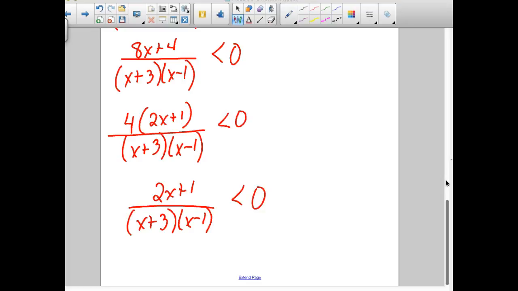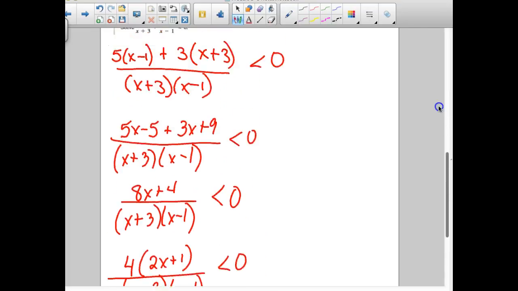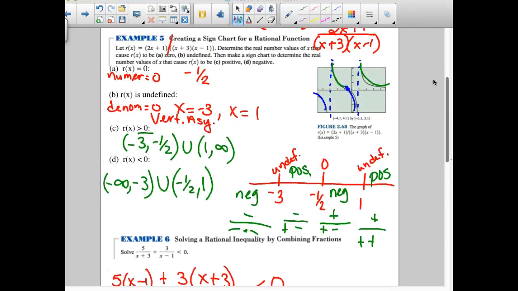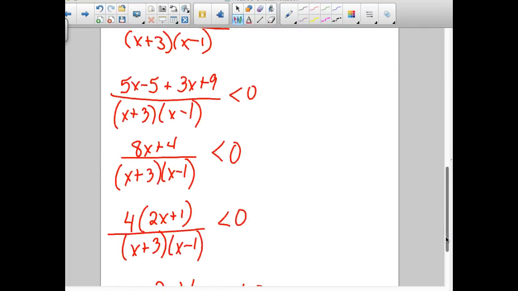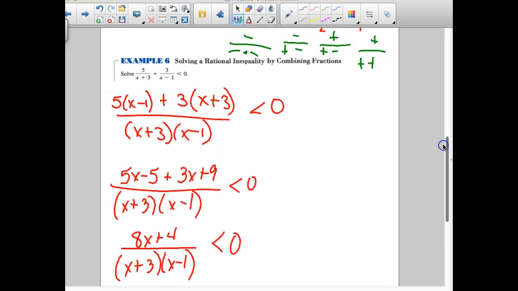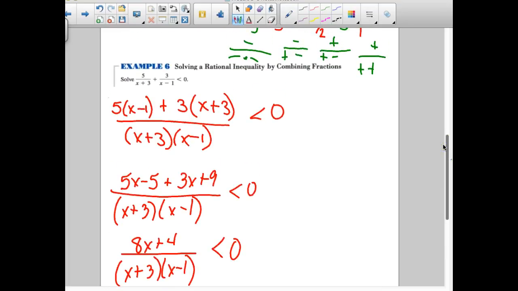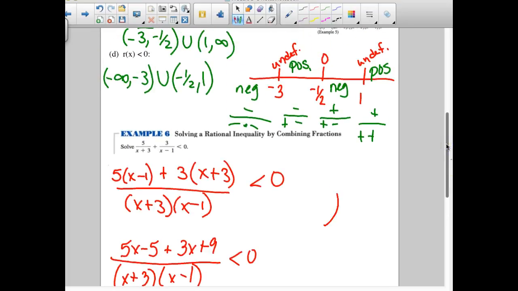Now, compare that to example 5. It's the same thing we just did, right? So you might be given the expression like we were given in example 5, where they actually show you it's all one fraction. Or they might give you the equation in 2 pieces, and you have to get a common denominator and stuff. So our answer to this is actually the answer we found here. Yes? Where we're less than 0? Okay.